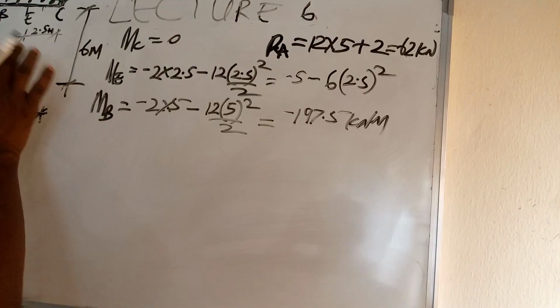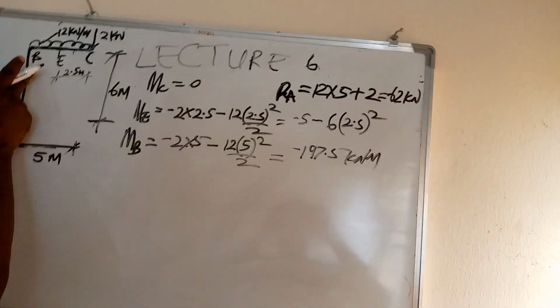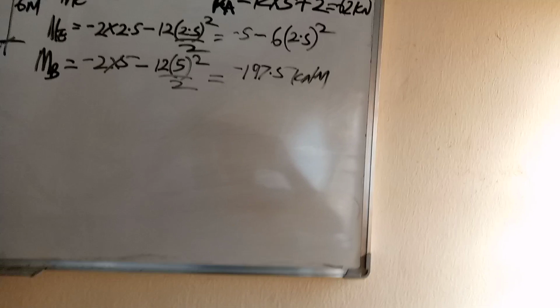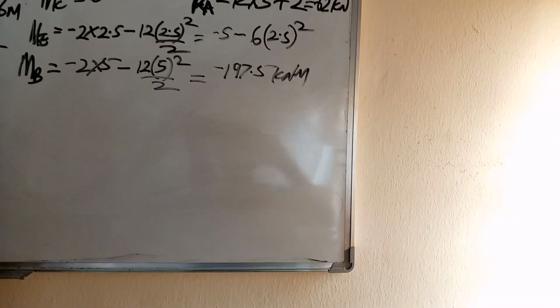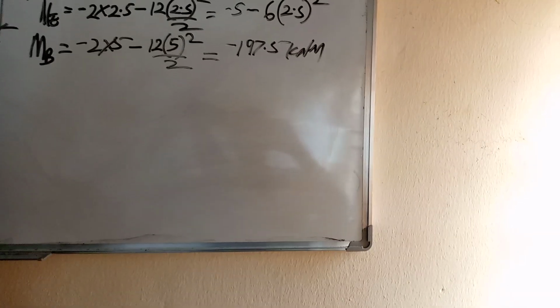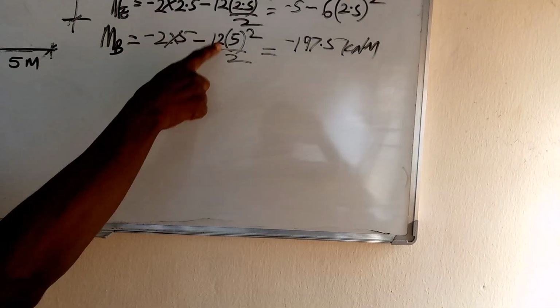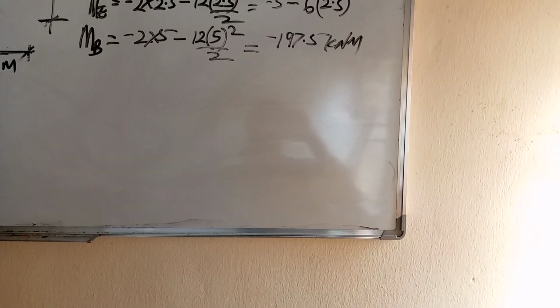Each of them created a moment. The first two created a moment by multiplying the distance of 5 to create a moment. Force times perpendicular distance. The force, 12 kilonewton, multiplied by 5 gives you the bunch of the load, the complete total load. Then half of 5. That's why you have 12 times 5 over 2. So you have 12 times 5 squared over 2.